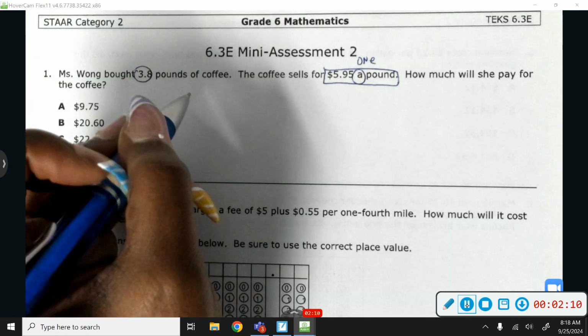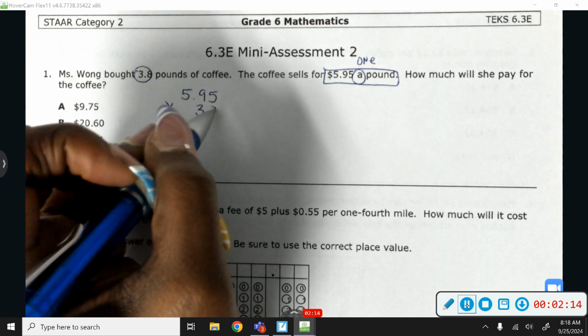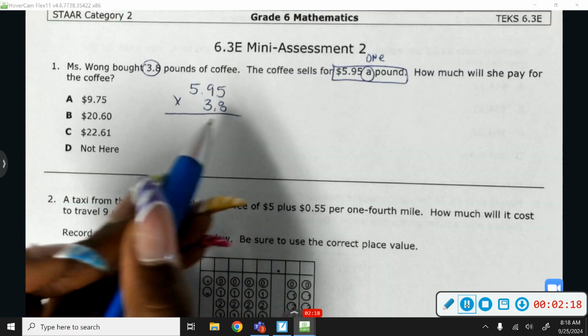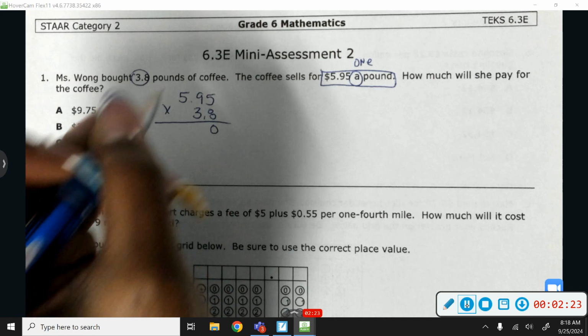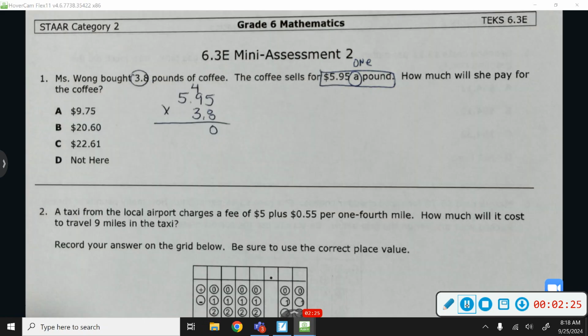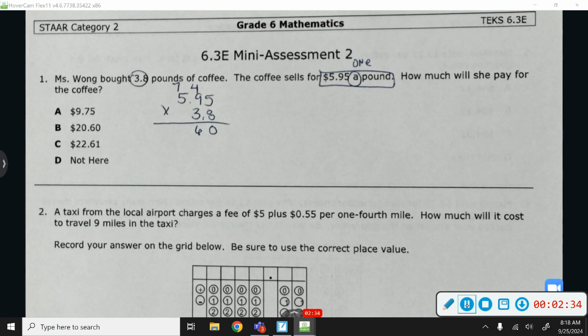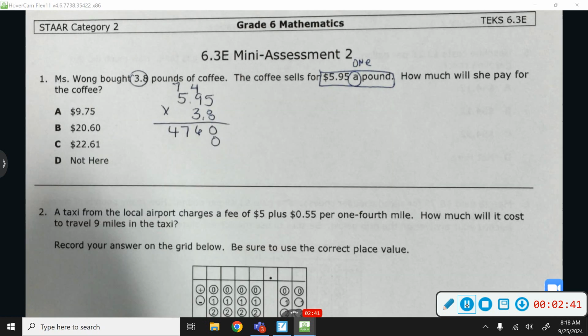So all we're going to do again is just multiply those two. Do not line up your decimal. And we're going to multiply like we normally would. 5 times 8, that gives me 40. 9 times 8, that gives me 72. 72 plus 4 gives me 76. 8 times 5, that gives me 40. Plus 7, 47. Put my placeholder.